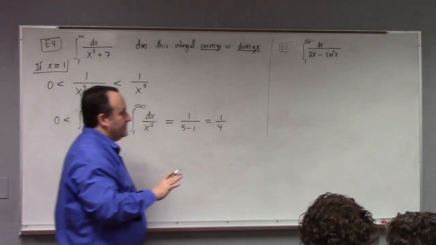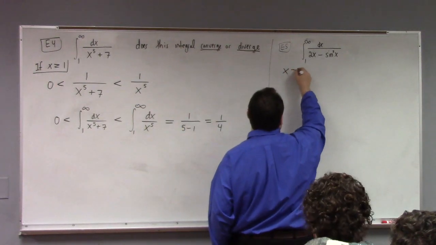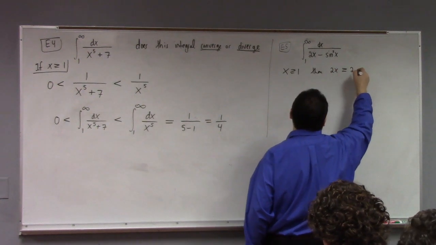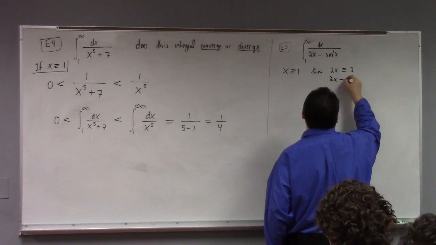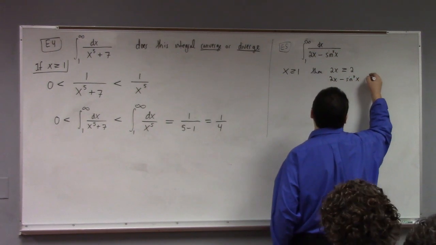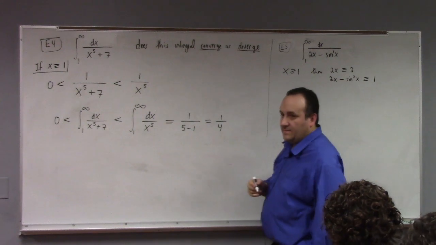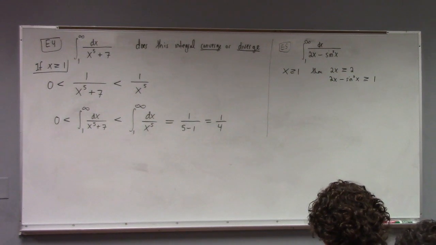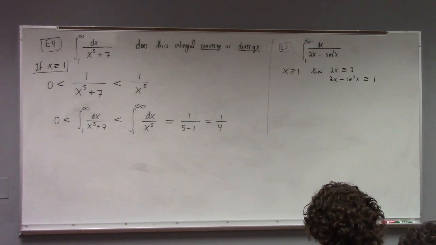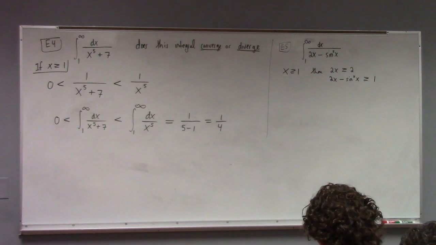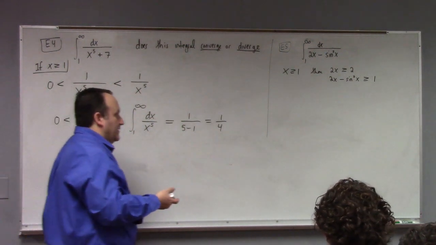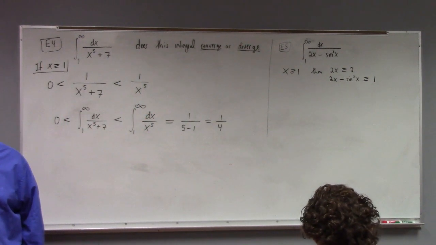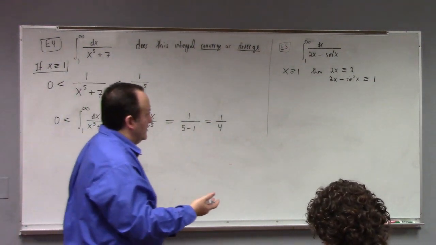What's the situation here? If x is greater than 1, then 2x is greater than or equal to 2, right? And 2x minus sine squared x is greater than or equal to 1, right? How do I know that? How big is sine? In magnitude, at most 1, right? So if you subtract the sine squared, worst thing that can happen to you is you're subtracting 1. Consequently, the denominator, at least it's not 0, right? We're integrating something where the denominator is at its smallest, just 2x.